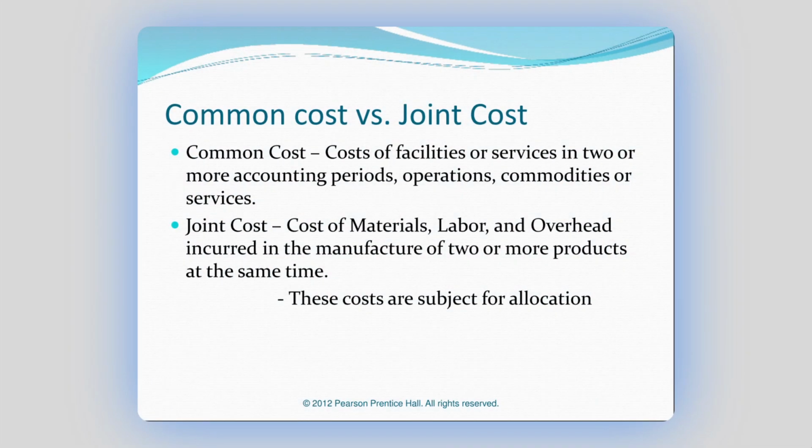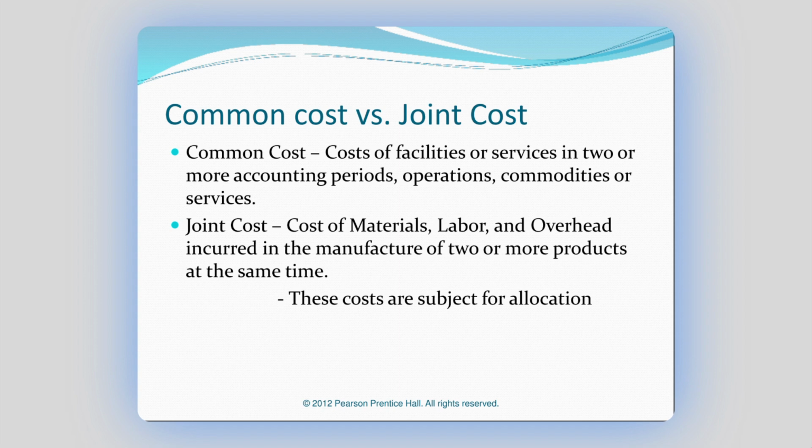Next one, very important, is what you call common cost and joint cost, no? So, ano ba class ang ibig sabihin ng common cost? They are the cost to be allocated or cost of facilities or service in two or more accounting period operation. Common sa lahat, no? Halimbawa, yung rental para sa lahat, San Mig Light, San Mig Apple, San Mig Lemon, yan ay common cost para sa lahat. Okay? So, yan ang ibig sabihin ng common cost.